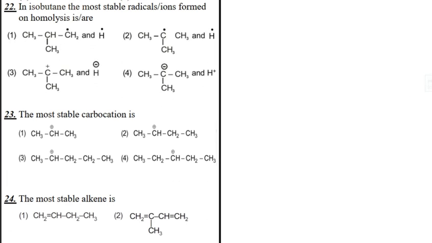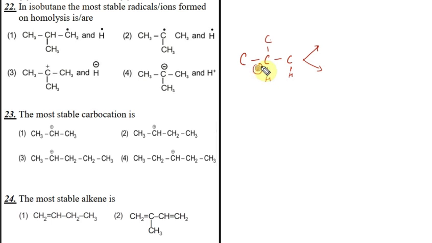Okay, 22. In isobutane, the most stable radicals formed in homolysis. So isobutane, let's draw this. Now we are going to draw radicals. A radical is going to be formed, meaning a carbon hydrogen bond is broken. Homolysis meaning carbon takes 1 electron and hydrogen takes 1 electron. How many different positions are there? In the carbon, in the carbon, in the carbon, all three are the same. Okay, they are the same. This carbon is different. So this carbon hydrogen bond is different than this carbon hydrogen bond.